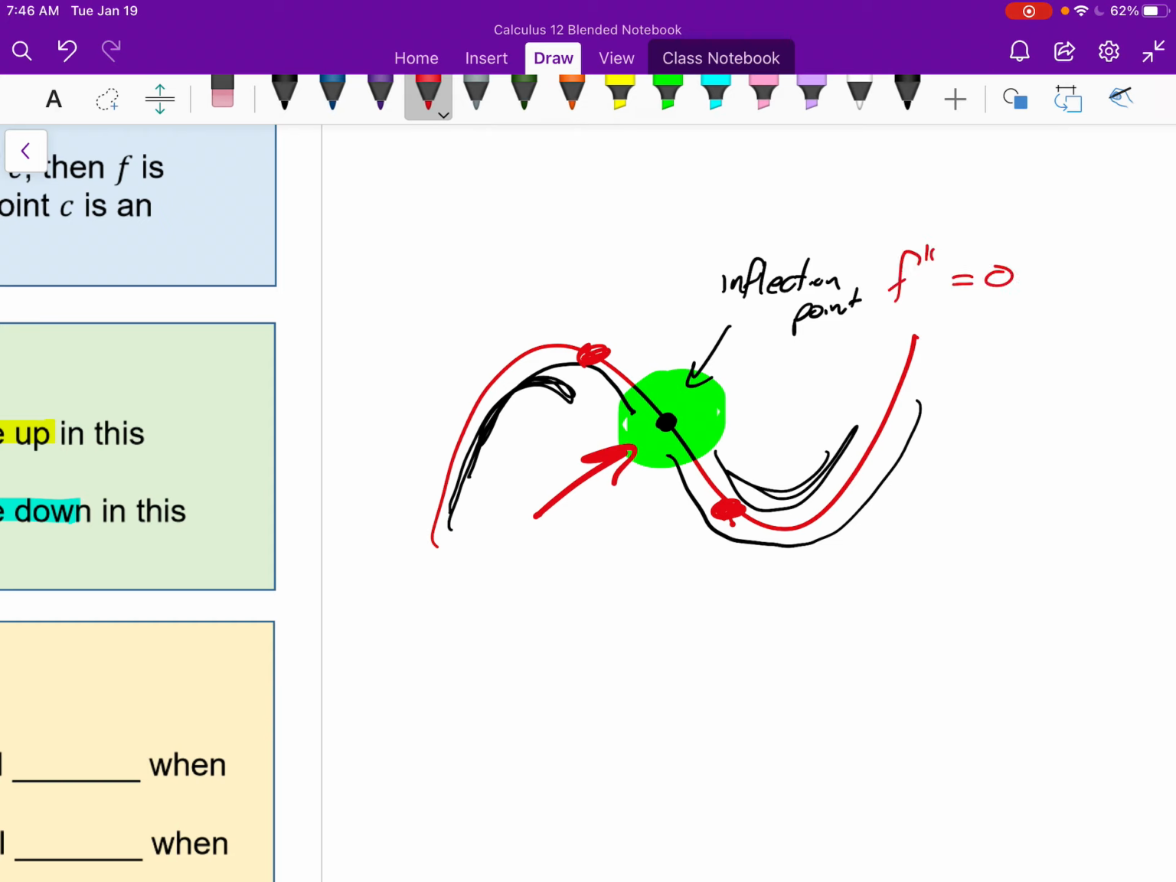So in this particular example here, everything I've highlighted in yellow is concave down, so the second derivative is negative. Everything I've highlighted in blue is concave up, so my second derivative is positive.